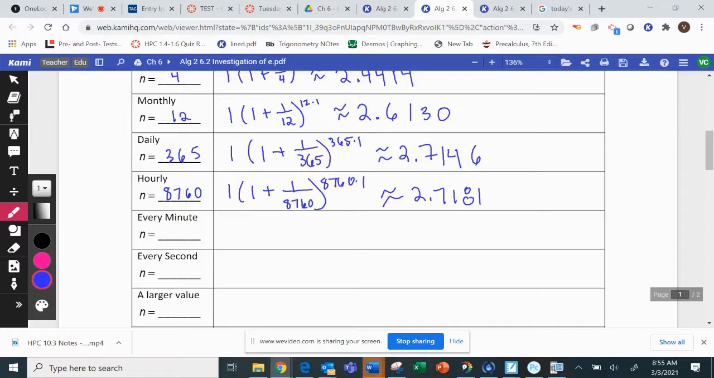Okay. All right, every minute. So for every minute, we're going to take that 8760 and multiply it by 60, which is 525,600. Now we're going to replace that.